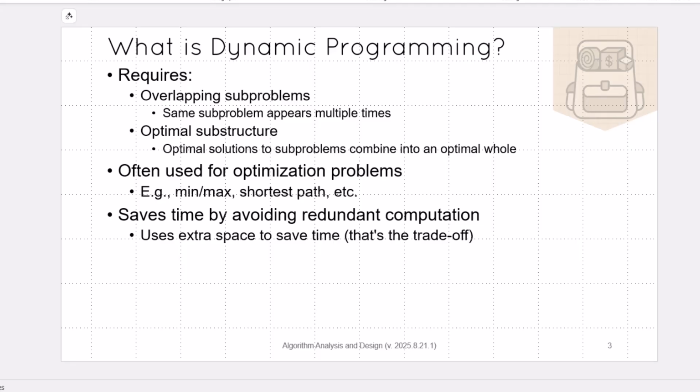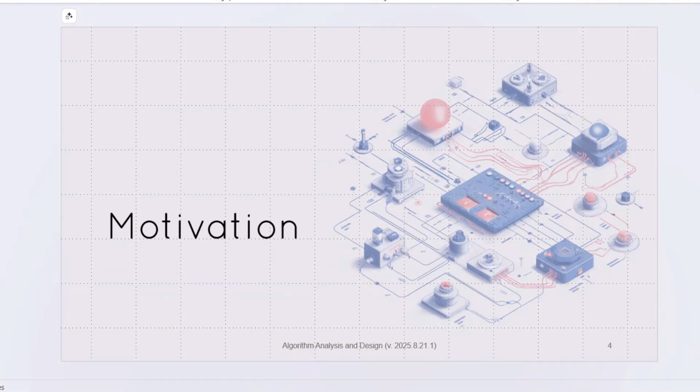These are often used with optimization problems like min-max, shortest path, etc., and they save time by avoiding redundant computation. But no matter what anyone says, the old adage: there's no such thing as a free lunch. So that means there's some sort of trade-off. The trade-off that we usually have is we use extra space in order to save time. That's the trade-off. Okay, let's look at our motivation here.